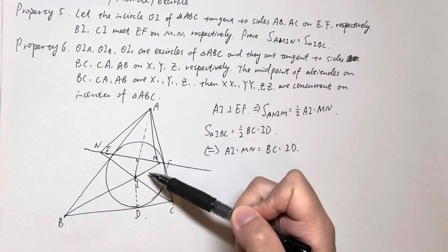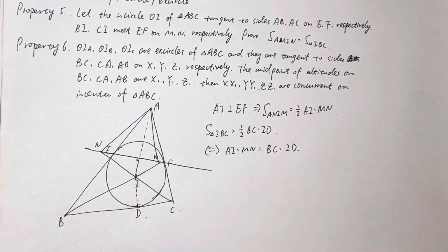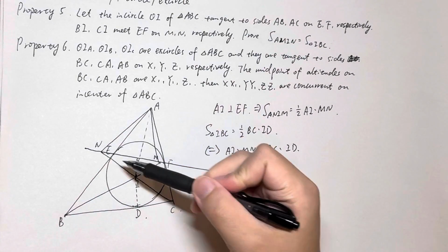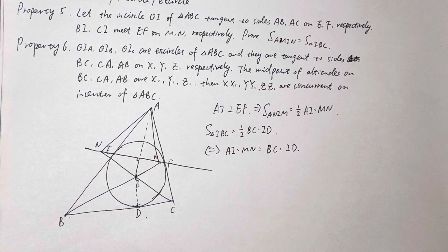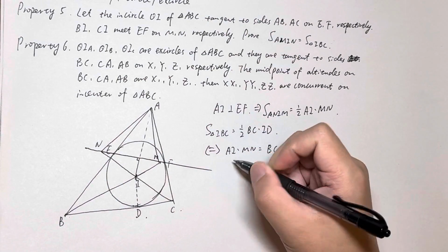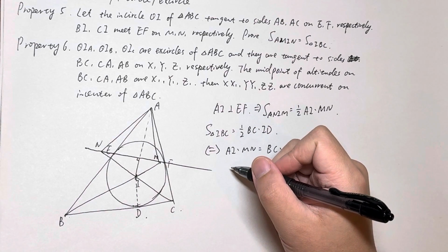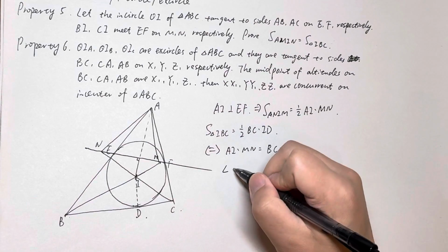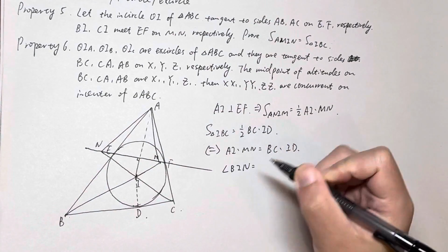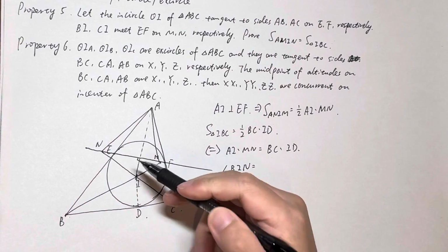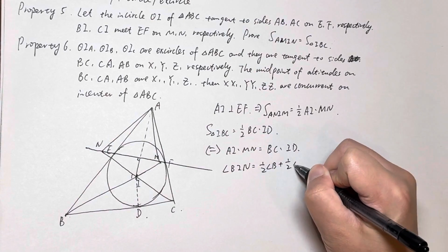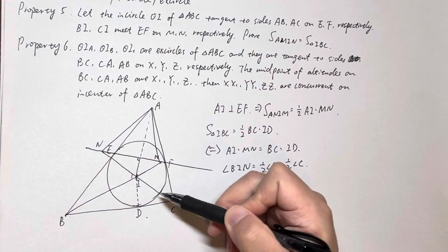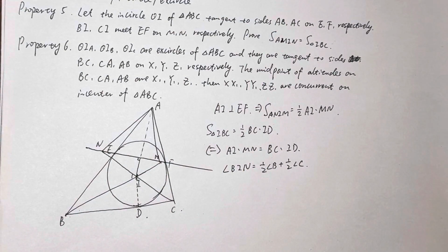Look at the figure. We want to find the relationship between AI, BC, ID, and MN. Notice that angle NIM equals angle BIC. So what about the relationship between triangle NIM and triangle BIC? That would be a question. And if we look at angle BIN, it equals half of angle B plus half of angle C, right?